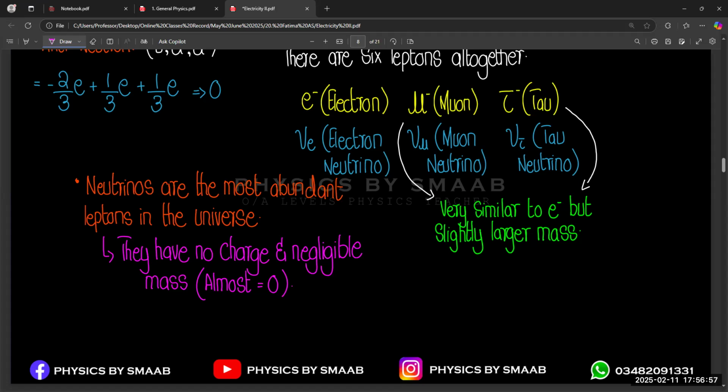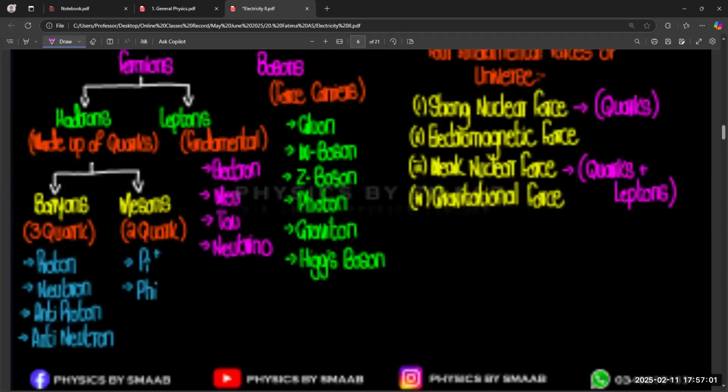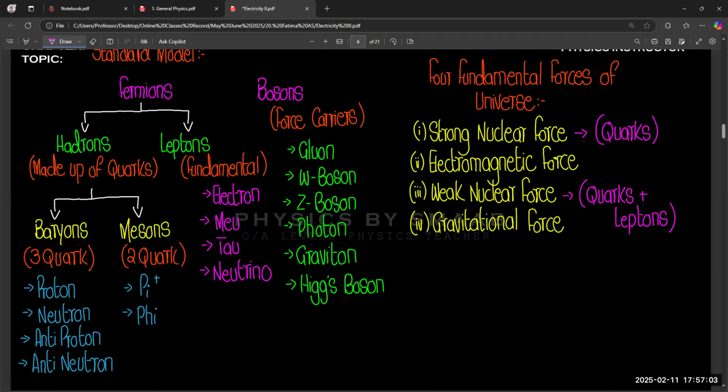So in the categories of the forces, just like we mentioned, strong nuclear force, electromagnetic force, weak nuclear, gravitational. In the leptons category, they interact with weak interaction, electromagnetic, and gravitational. But just like we mentioned in the category of the quarks, the strong nuclear force is only for the quarks. In leptons, they do not interact with strong forces, right? Only quarks can interact with strong forces, and this is the difference between the category of leptons and the quarks. Okay.